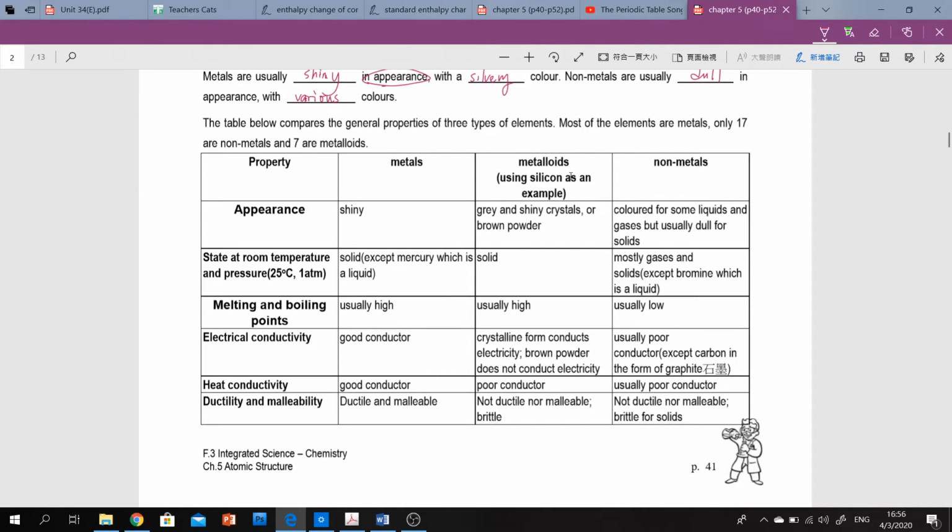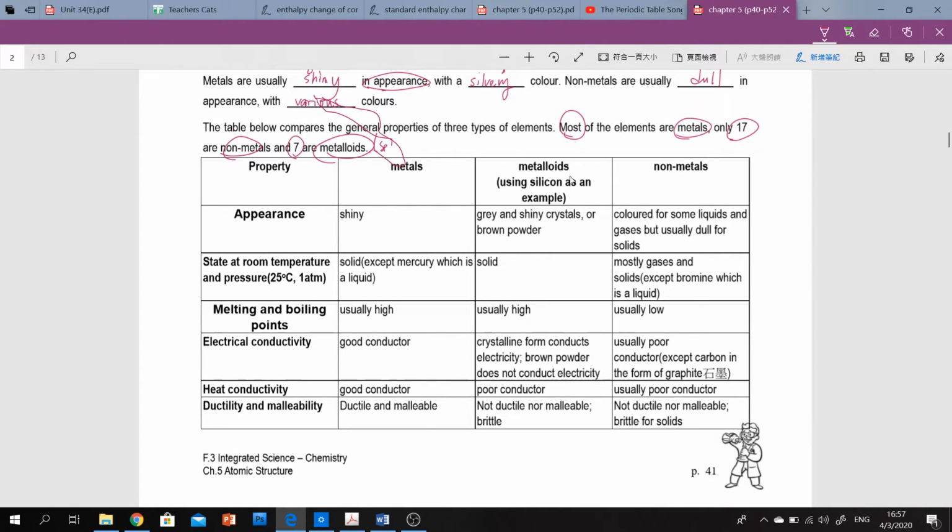Sadly to say, most of the elements are metals. Only 17 of them are non-metals, and only 7 of them are metalloids, or semi-metals. You may do the calculation very easily to know how many metals, non-metals, and semi-metals there are. Most of them, 118 minus 17 minus 7, which is 90 something, are just metals. How can we distinguish and compare the three?